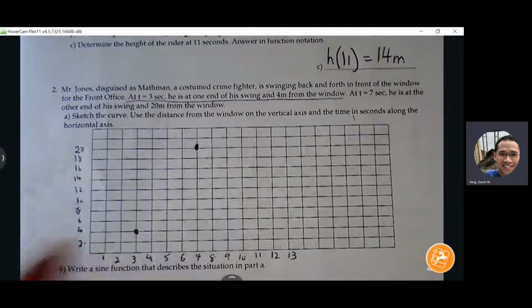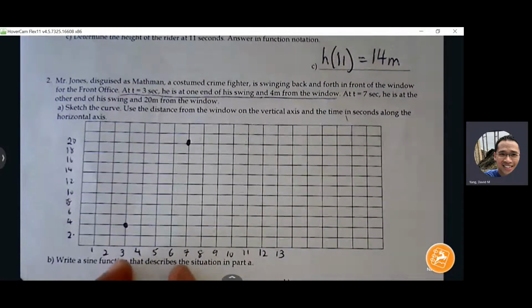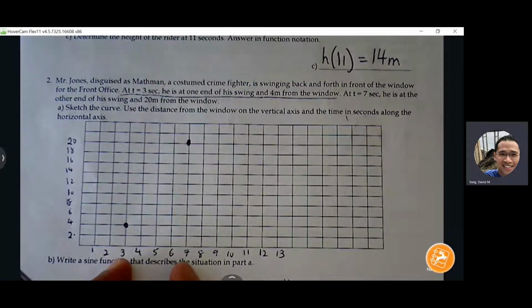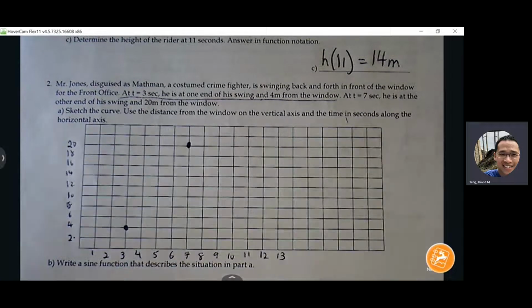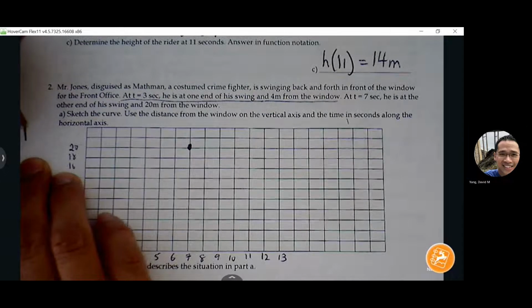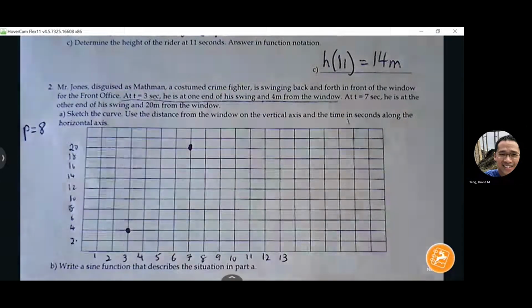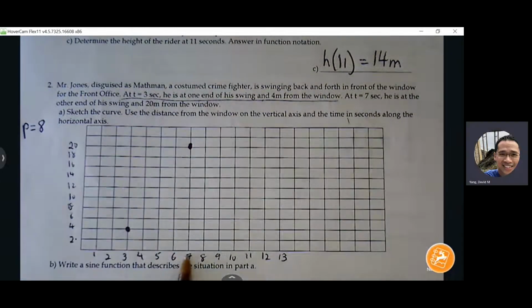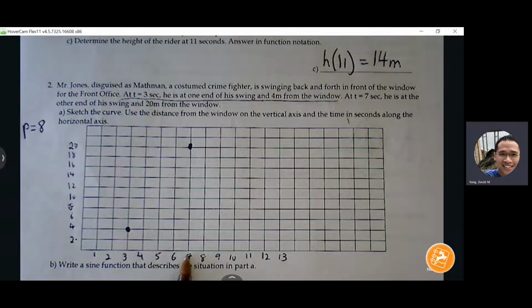So what's half the period? 4 seconds, right? 7 minus 3 is 4. So our full period is going to be 8. So add another 4, I'll get to 11. At 11, I'm back down at 4.